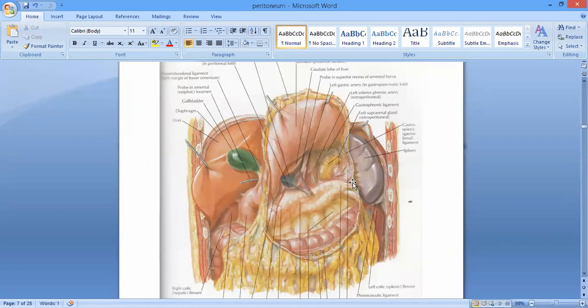ठीक है बच्चे? And the right side, we told you, it has got the right free border. ठीक है? और right free border में there is an opening that is called the epiploic foramen. ठीक है जी? आपको boundary समझ में आ गई जी omental bursa की? The lesser sac is also called the omental bursa, right?